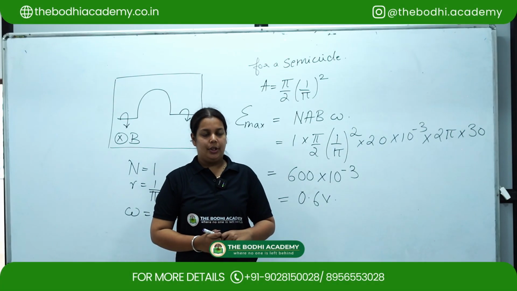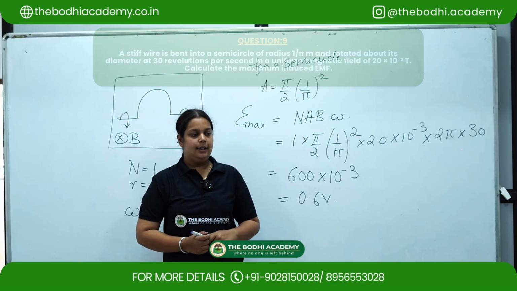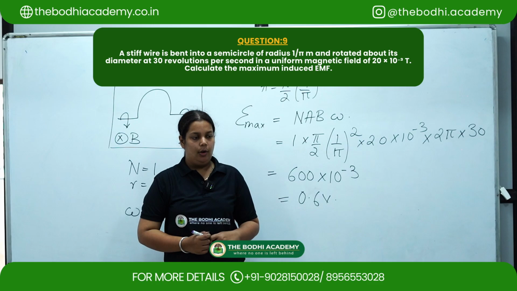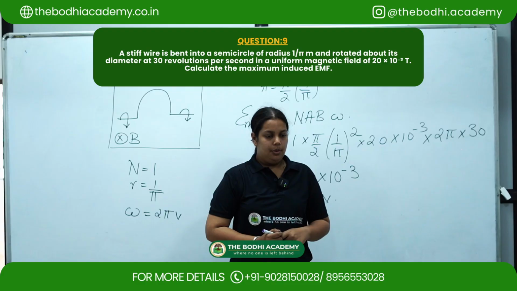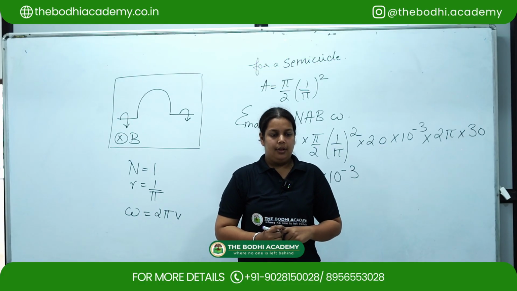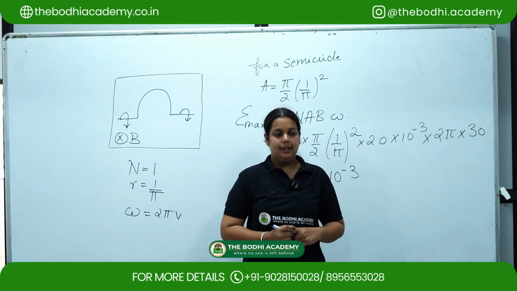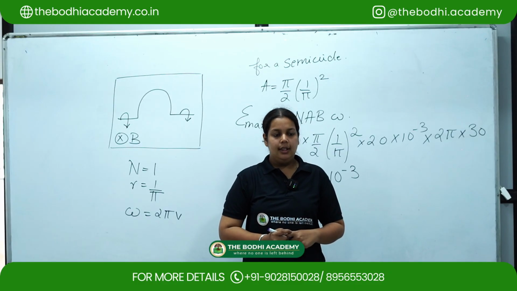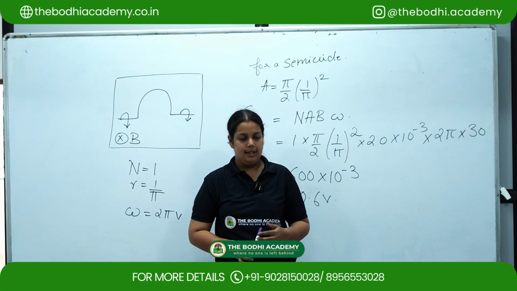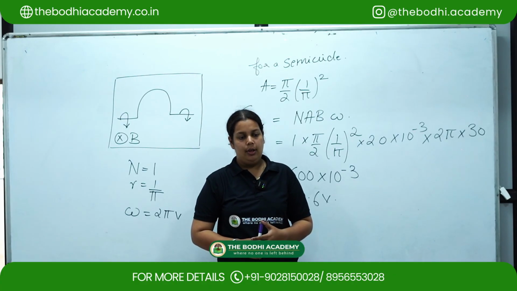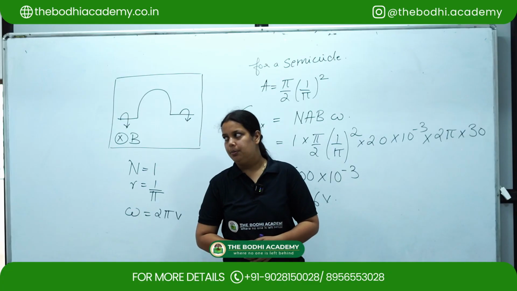Coming to the next question: a stiff wire is bent into a semicircle of radius 1 by pi meter as shown in the figure. It is rotated about its diameter with 30 revolutions per second in a uniform magnetic field of 20 into 10 raised to minus 3 Tesla. Calculate the maximum value of EMF induced in the loop.